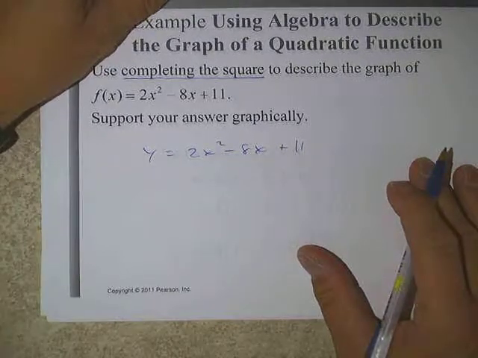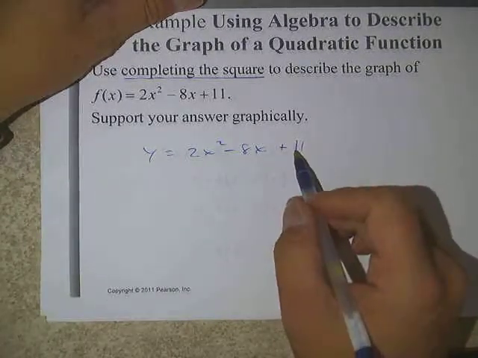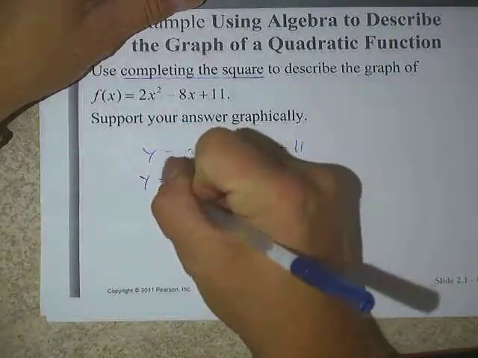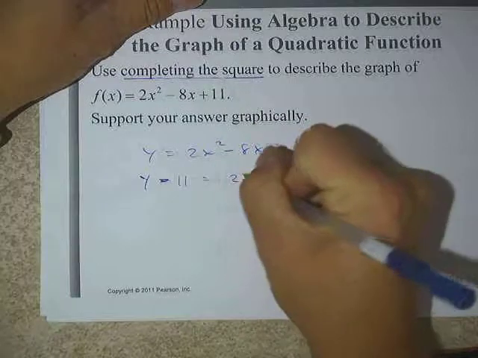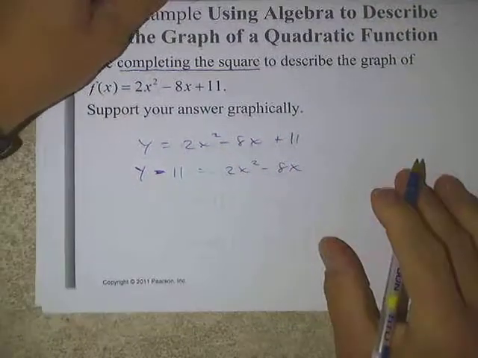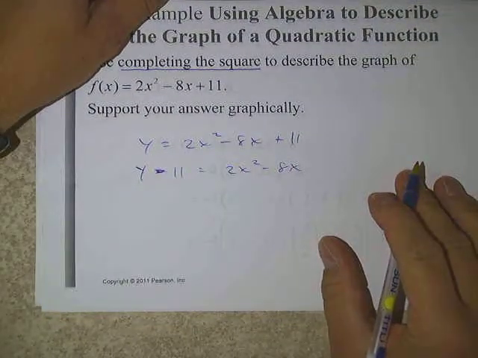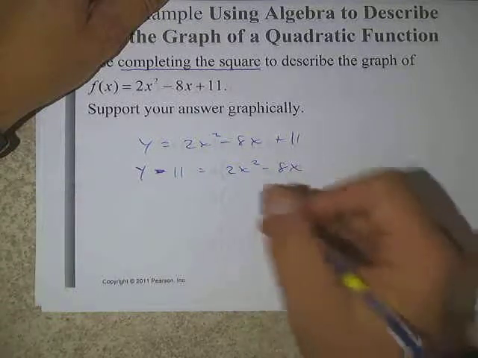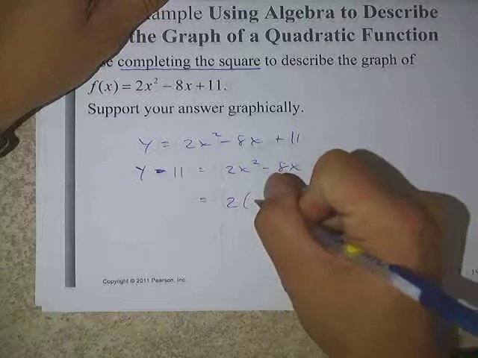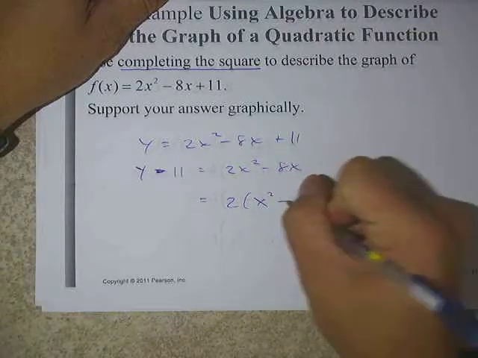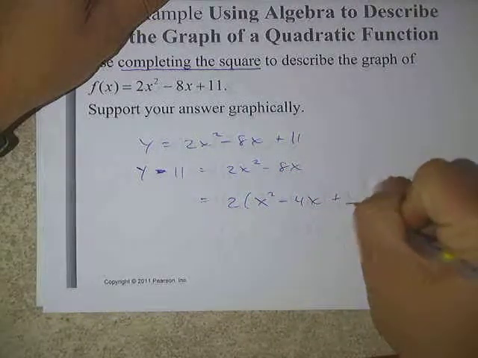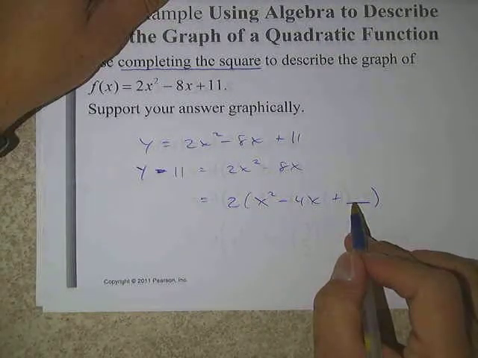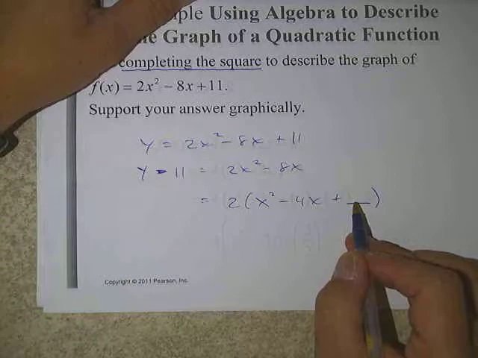The steps are going to be as follows. I'm going to get the constant term, the c term, and put that onto the other side with y. So I'm going to write it as y minus 11 equals 2x squared minus 8x. And then from there, I'm going to manipulate the x's. The first thing I'm going to do is, if there's a number in front of x squared, I'm going to factor it out. Then the way I'm going to set my problem up is I'm going to write x squared minus 4x plus blank. And I'm going to leave that blank for the time being.